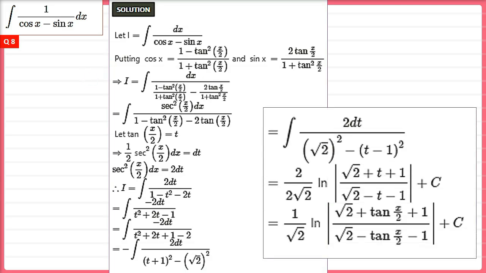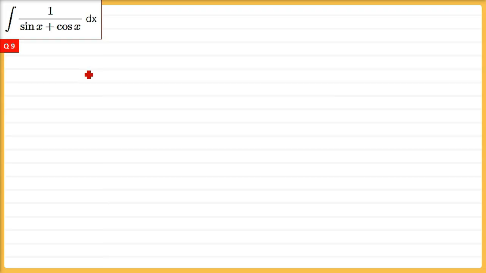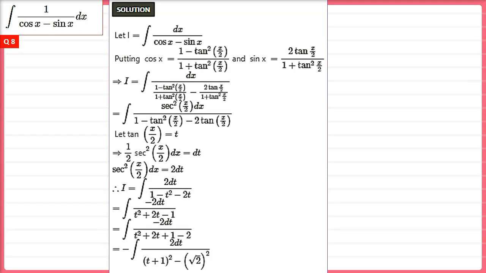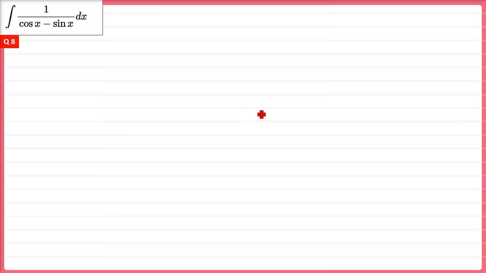So let me show you here. 1 by sin x plus cos x. I think this plus will be easier for you. So I am deciding that we will do this 1 by cos x minus sin x, in order to better understand the previous question, which is simply 1 by sin x plus cos x. So the same scheme is going to be followed. Please remember.